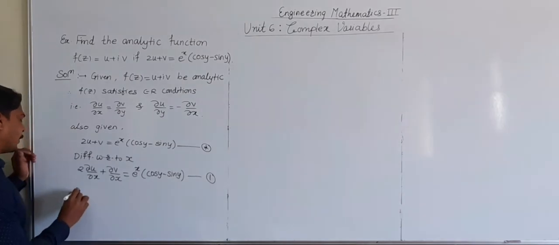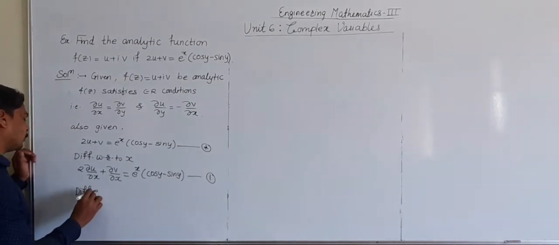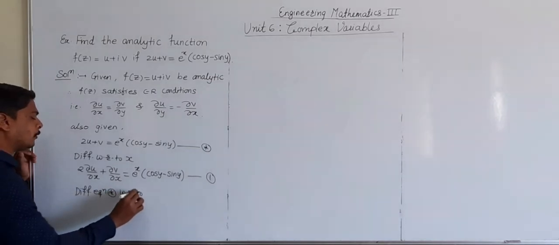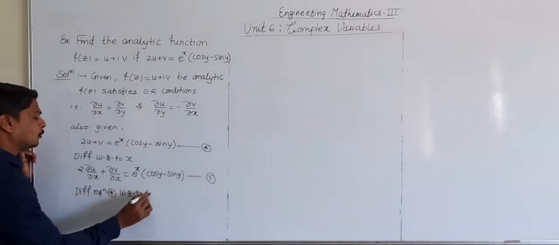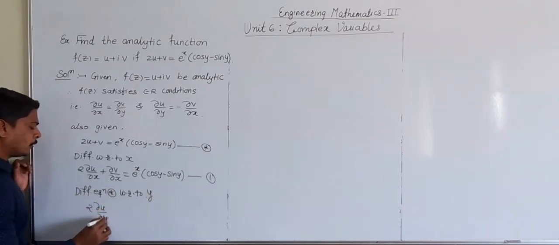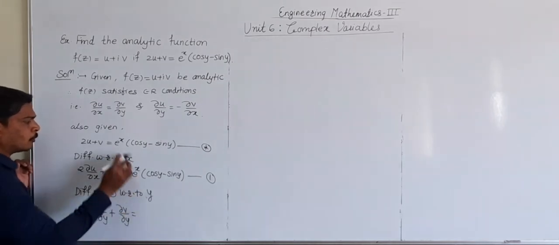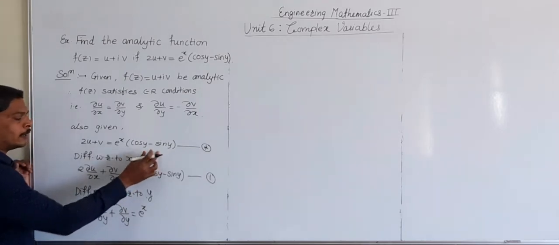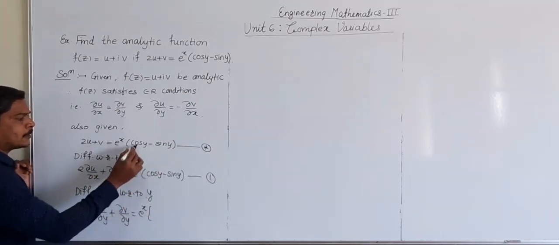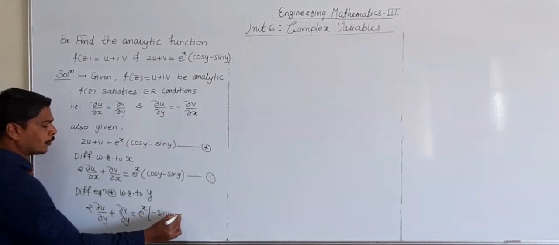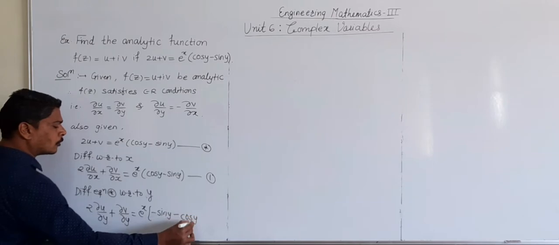Now differentiate the same equation star with respect to y. So we get 2 ∂u/∂y plus ∂v/∂y is equal to: here the function of x is constant, multiplied with the function of y. So e^x as it is, the derivative of cos y is −sin y, minus the derivative of sin y, which is cos y.